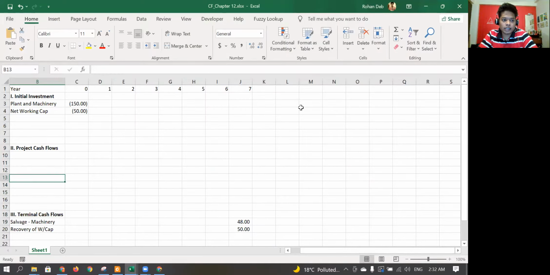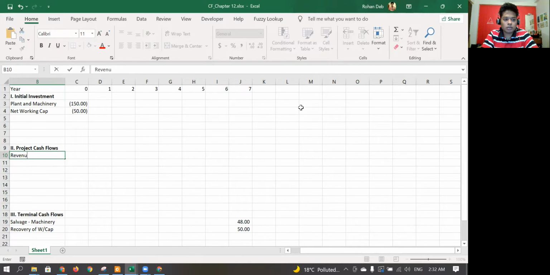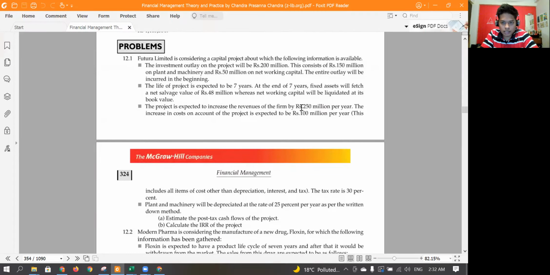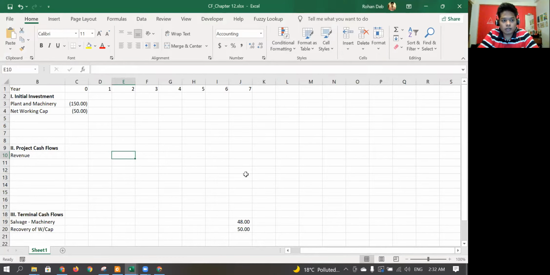So here I'll take revenue. I'm assuming it's starting from year 1. Let me just check the increase in cost. It's not said. Okay, so the increase in revenue is 250 million per year, so 250 million every year.